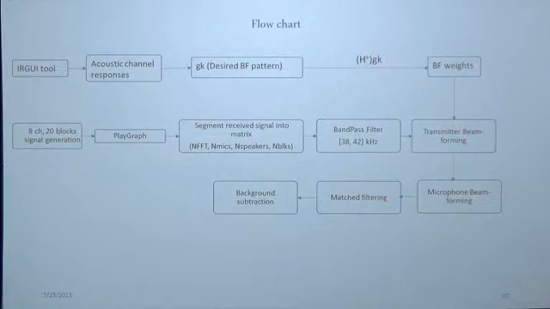Right. So once we get the beamforming weights, let's again traverse from here. We generate the 8-channel 20-block signals in MATLAB. We play it through playgraph, and then we segment the received signal into a 4D matrix, in the frequency domain. So NFFT, number of mics, that is 8, number of speakers, that is 8, number of blocks, that is 20 in our case. And we perform band pass filtering on the received signal to reject all the noise and signals beyond our frequency range of interest.